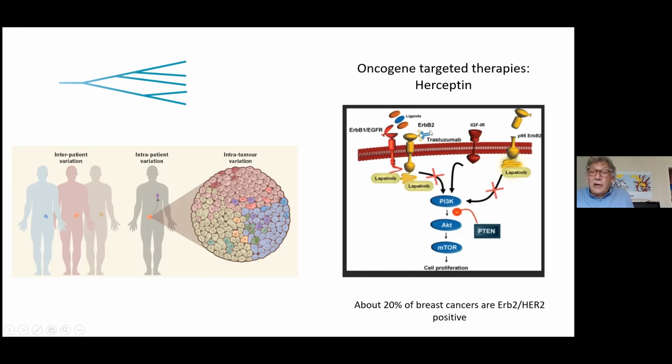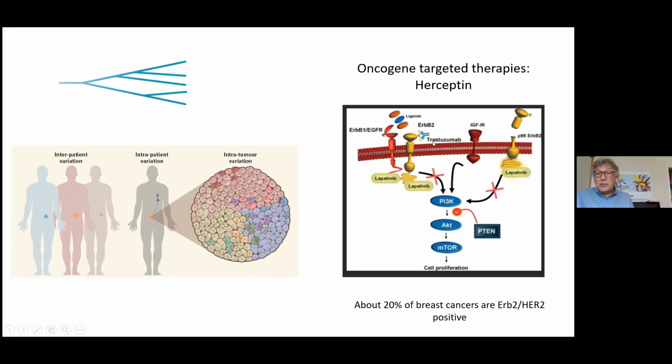Genentech very cleverly in the late 80s and 90s made an antibody to block the activity of this protein, which is driving cell proliferation. It's called Herceptin. This is one of the first types of targeted therapy, targeted to an oncogene, rather like Gleevec was, in the same way as Gleevec was.